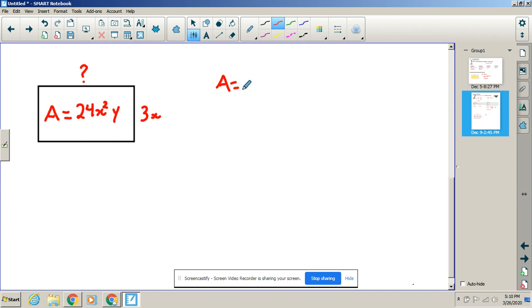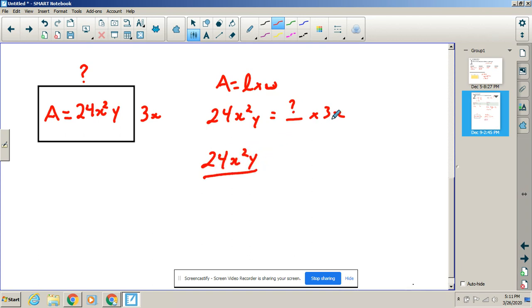Again, area of a rectangle is length times width. And if I put everything in here, again, the area is 24x squared y, and that is whatever the length is times 3x. So I have to figure out this missing piece of information. If you're given the area and either the length or the width, to find the missing dimension, all we do is we take the area, 24x squared y, and we divide it by, in this case, the width, which is 3x, and that will give us the missing dimension.